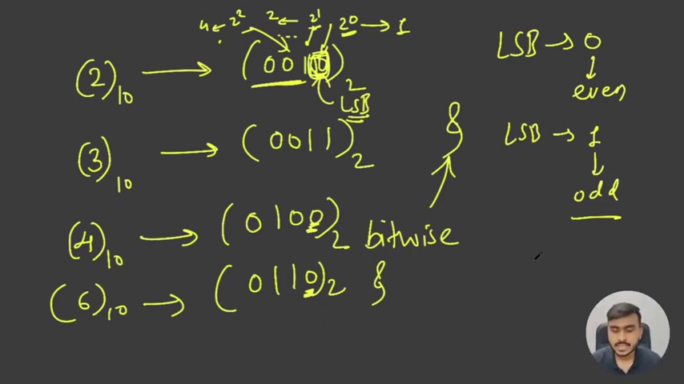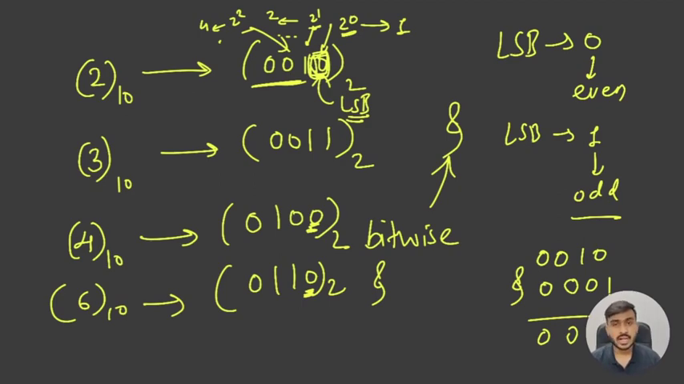Let's see that. I'll take 2 over here, so I'll write 0 0 1 0. This is my 2. I will take bitwise AND with 1. So what is 1 in binary? 1 in binary is nothing but 0 0 0 1. Now we know how the bitwise AND operator works. Basically we have to take the AND operation on all individual bits. So 0 and 0 will be 0, 0 and 0 will be 0, 1 and 0 will be 0, 0 and 1 will be 0, correct?